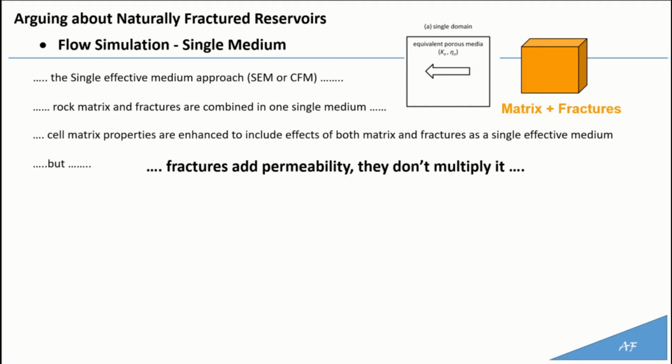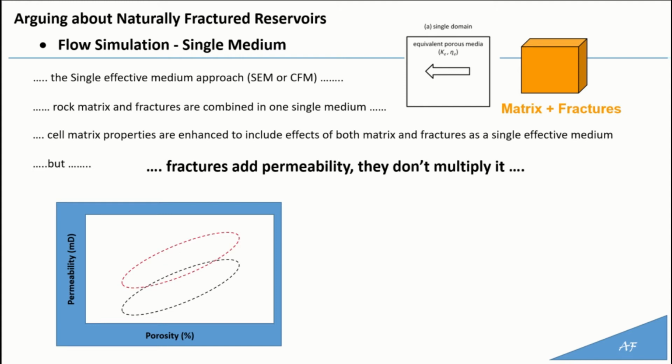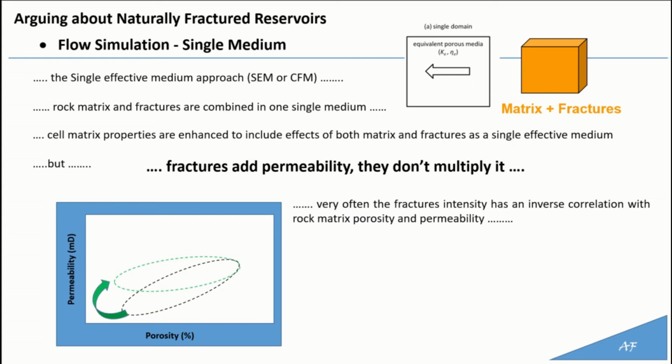However, in estimating the permeability enhancement, we have to take into account an important issue very often neglected, that is, fractures add permeability, they don't multiply it. This is an issue very often misunderstood or neglected, but leads to a wrong description of the reservoir permeability. In fact, using a single permeability multiplier, we end up enhancing more the rock with the highest rock matrix permeability, while we know that very often the fracture intensity has an inverse correlation with the rock matrix porosity and permeability.